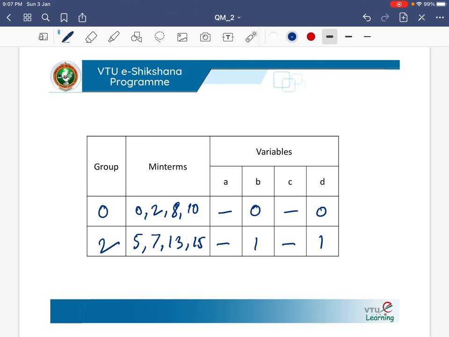And the final step is the prime implicant table. In the prime implicant table, we have PI terms as well as the min term list. Therefore, this is group 0 and this is group 2. If you see here, you get the PI term as B bar and D bar, since there is 0 over here and 0 over here. Similarly, if you check this group, there is a 1 over here and a 1 over here, so you get the PI term as BD.